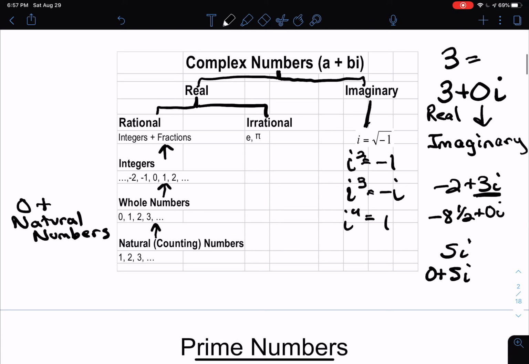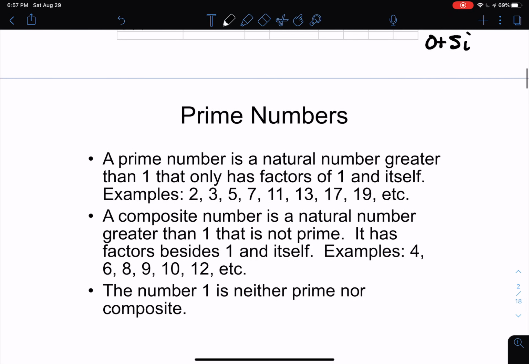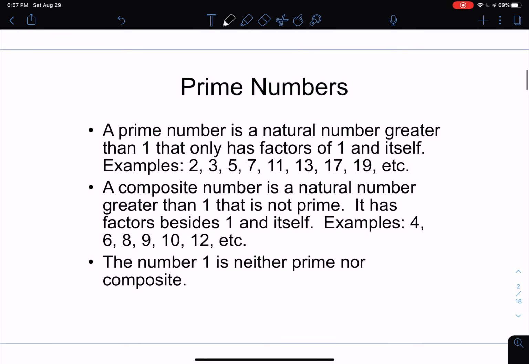Okay, so moving on. As promised, we're going to talk about prime numbers. Prime numbers are natural numbers. So like I said, we're going to be dealing with natural numbers a lot. Numbers 1, 2, 3, 4, 5, 6, 7. No fractions, no decimals, no negatives, no 0. And a prime is a number greater than 1 that only has factors of 1 and itself. Examples are like 2, 3, 5, 7, 11, 13, 17, 19, etc.